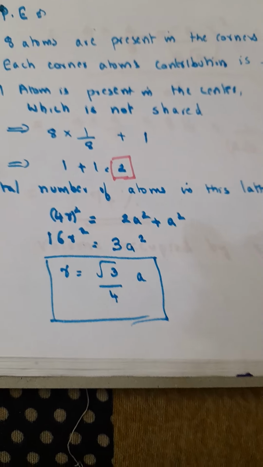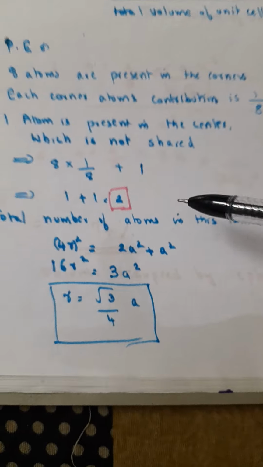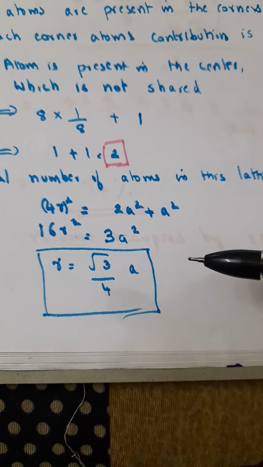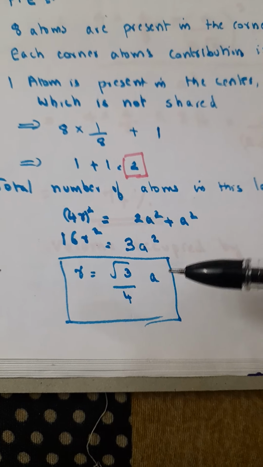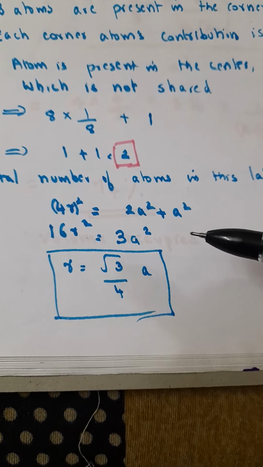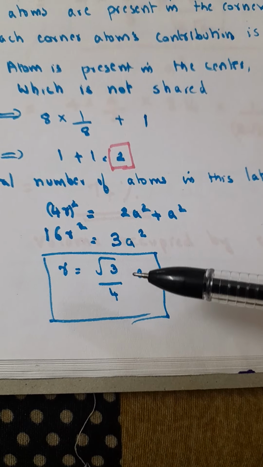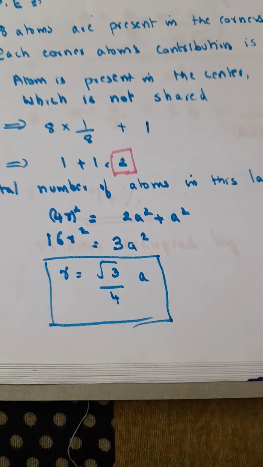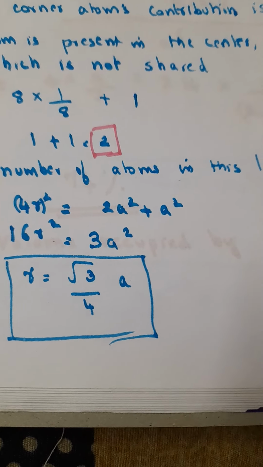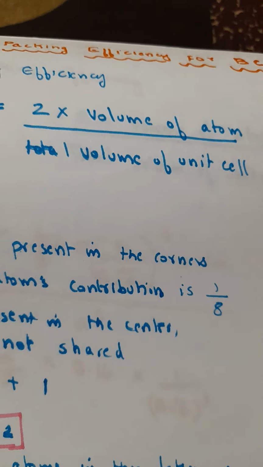Okay, so we already learned how to find out the radius of BCC. You can go back to the previous video, where I have taught you in detail how to find the radius. Then 4r square is 2a square plus a square, that is 16r square is 3a square, r is equal to root 3 by 4a. So since we know the radius, there is nothing for us to do, just do the substitution for packing efficiency in this formula.